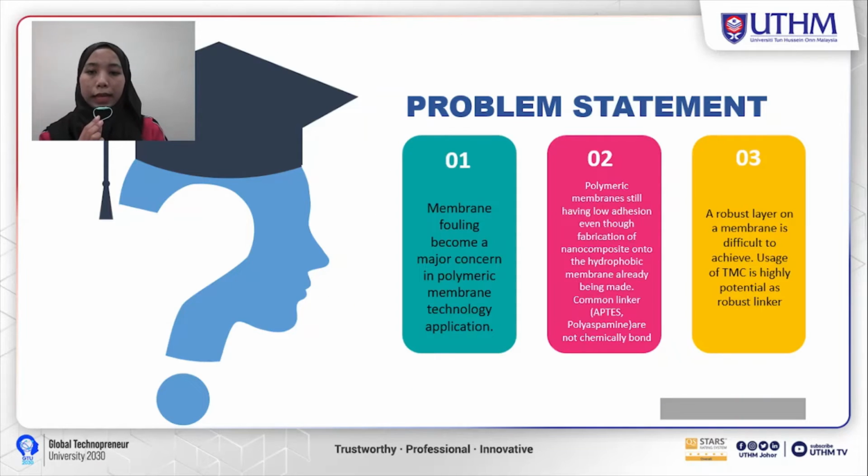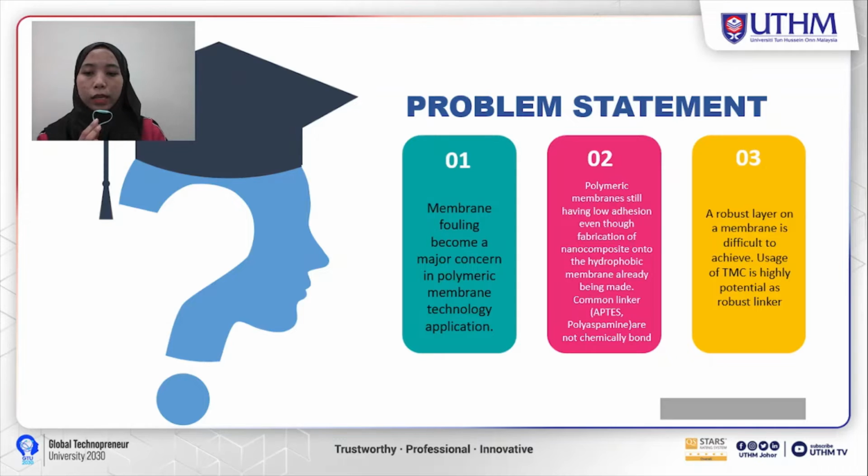For the problem statement, there are three main points. The first one is the major concern in polymeric membrane technology, which is membrane fouling. Fouling will reduce the permeability and efficiency of the membrane. Fouling can be caused by pore blockage.